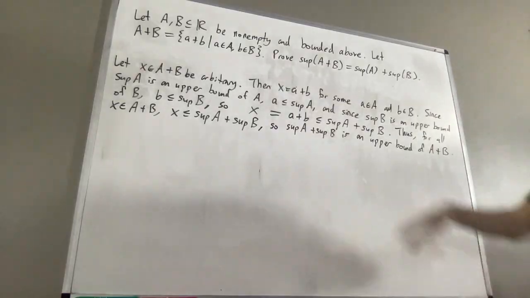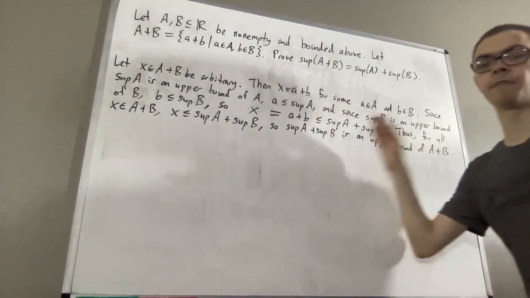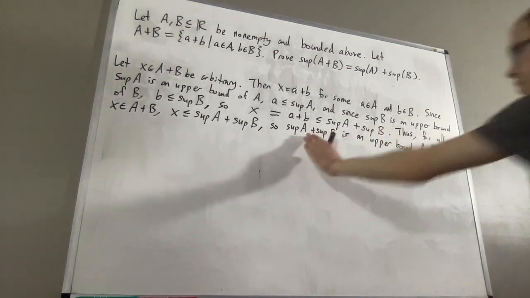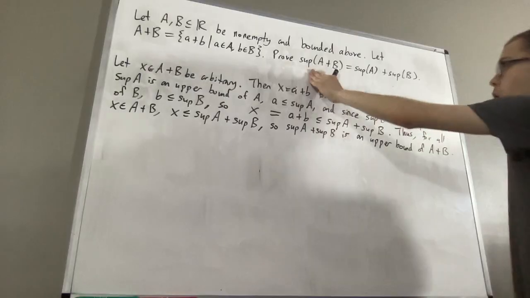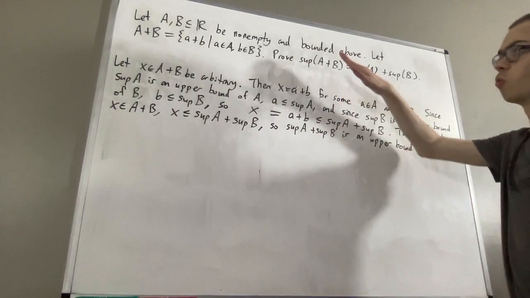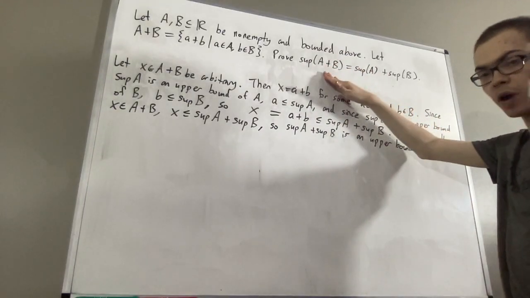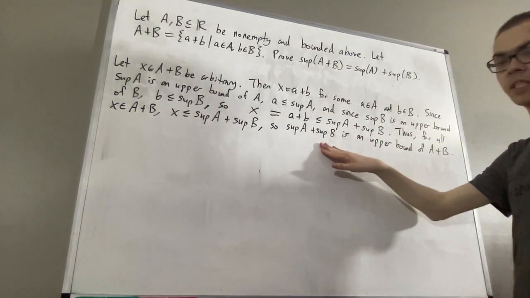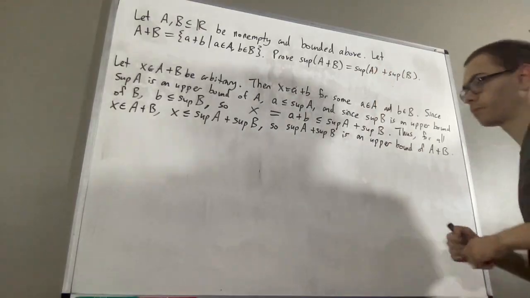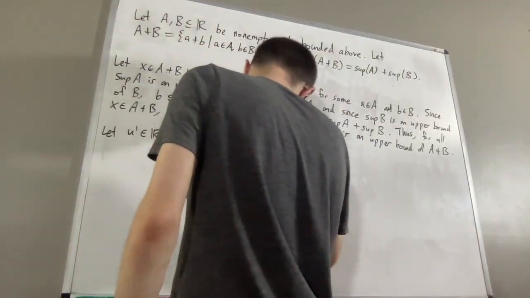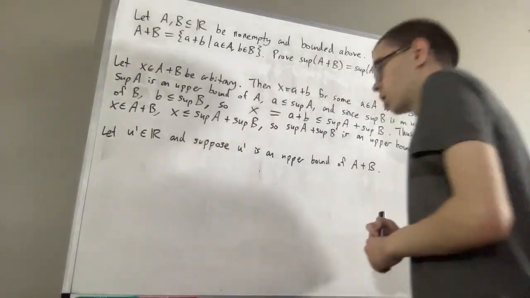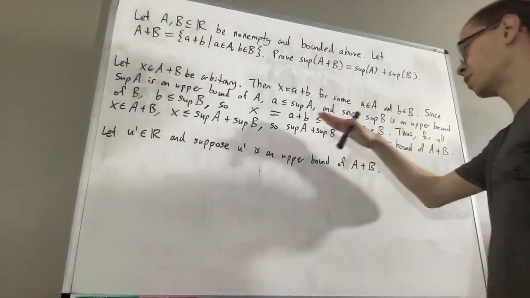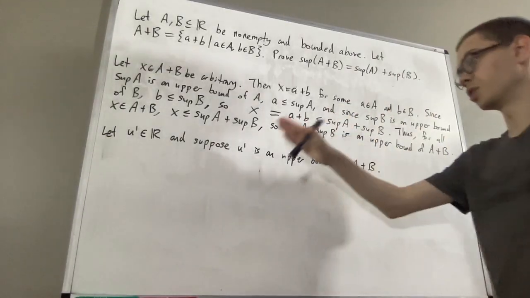Now we want to show the supremum of A plus the supremum of B is the least upper bound of A plus B. We want to verify the second condition for the supremum of A plus the supremum of B to be the supremum of A plus B. So we're going to show that given any upper bound U prime of A plus B, it follows that the supremum of A plus the supremum of B is less than or equal to U prime.